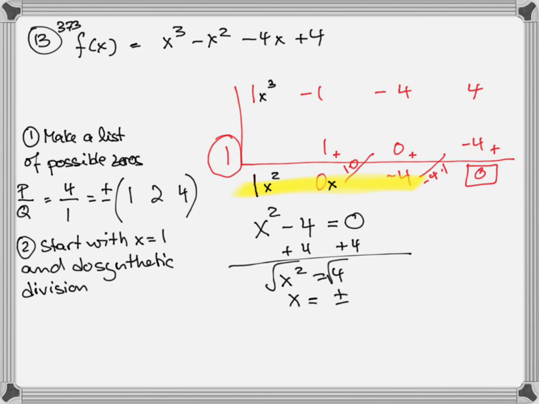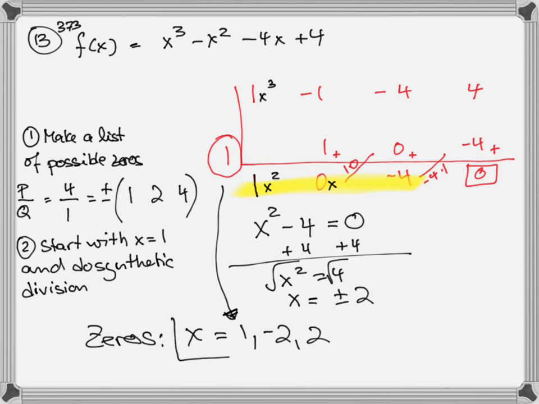So the zeros for this function are x equals 1, the red one from what we started, a negative 2 and a positive 2. That isn't so bad.